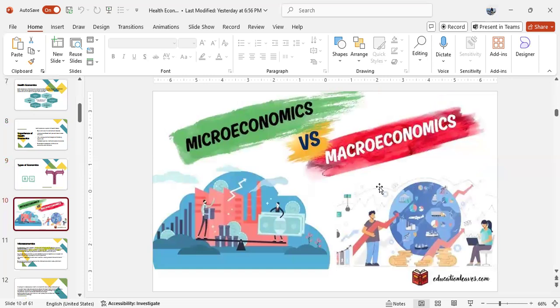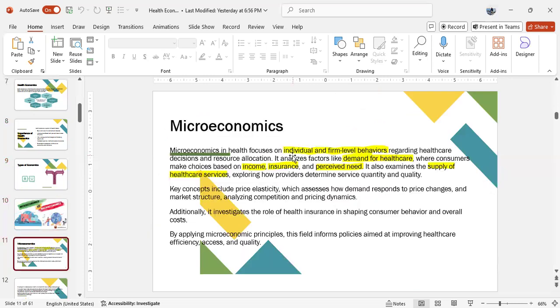First, we will start from microeconomics versus macroeconomics. Microeconomics. Microeconomics in health focuses on individual and firm level behaviors regarding healthcare decisions and resource allocation. It analyzes factors like demand for healthcare, where consumers make choices based on income, insurance, and perceived needs. It also examines the supply of healthcare services, exploring how providers determine service quantity and quality.